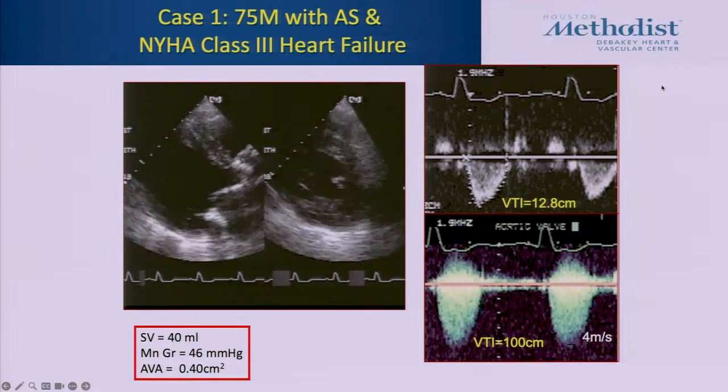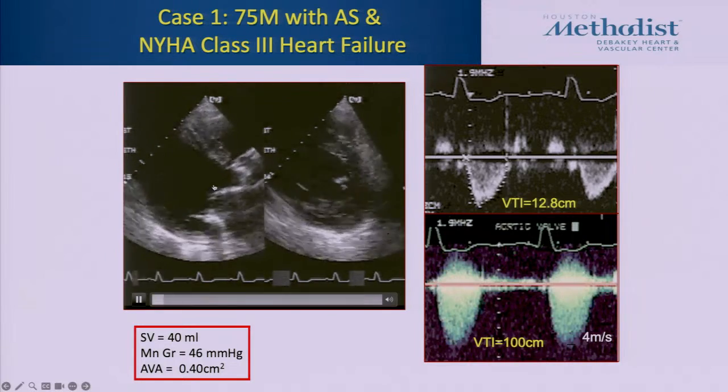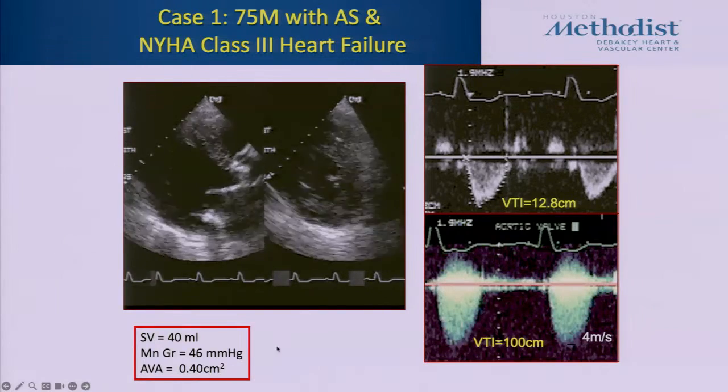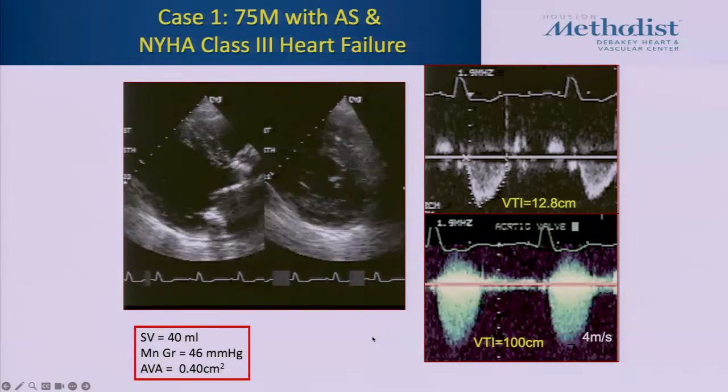So let's look through a case here of aortic stenosis. 75-year-old with AS, heart failure symptoms. How does the LV look? Systolic impaired, please accept that. We have an LVOT VTI, we have a CW. The basic math is a stroke volume of 40 mils, a mean gradient of 46, a valve area of 0.4. So what is this condition?